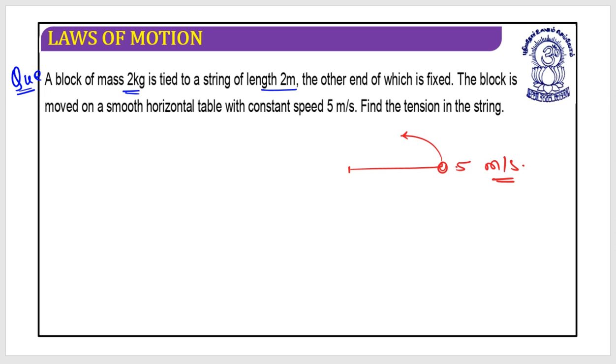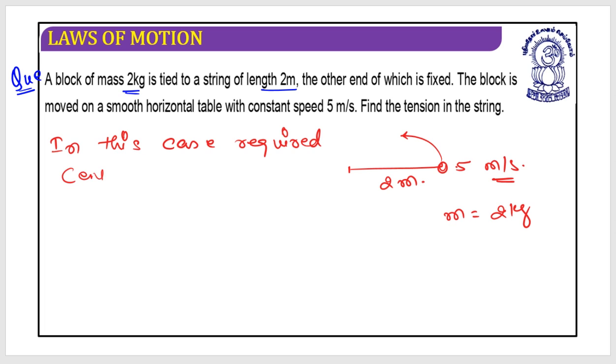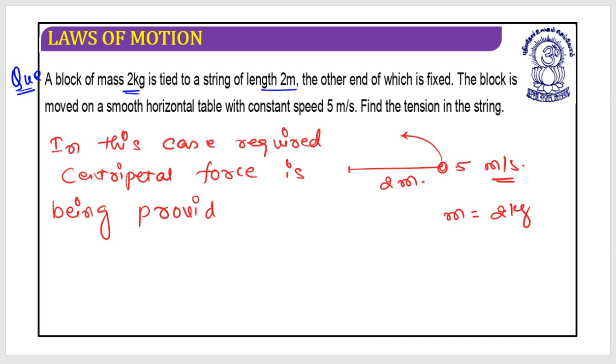This is the situation. The length is 2 meters and the mass of this bob is 2 kg. So what I understood is that in this case the required centripetal force is being provided by the tension force.